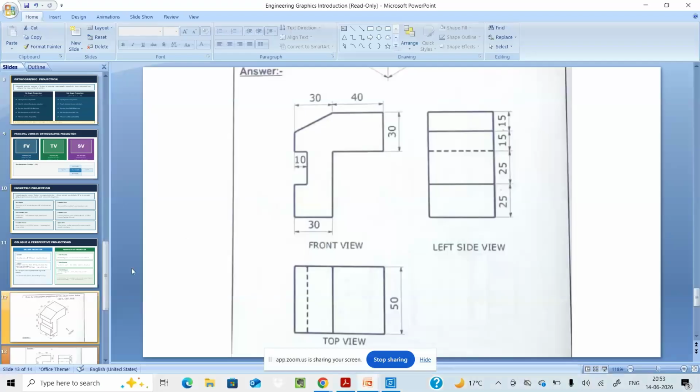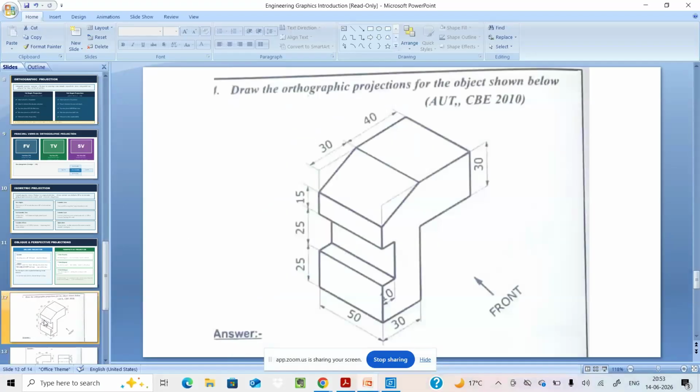So any doubts in this particular drawing? If you have any doubts, you can get them cleared now, because I gave a basic example.